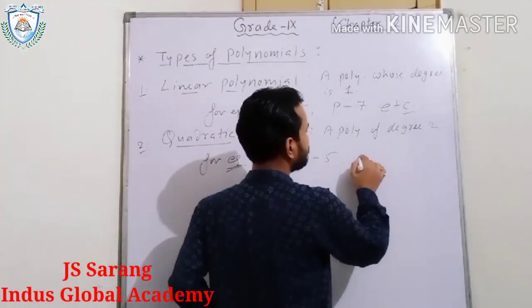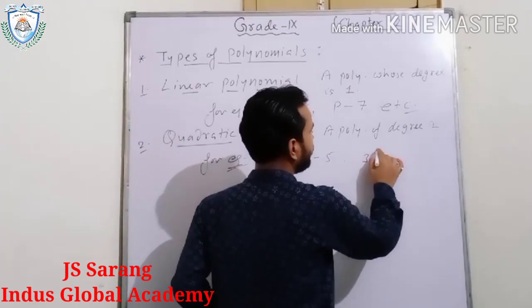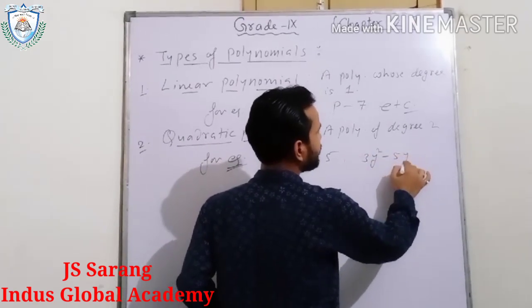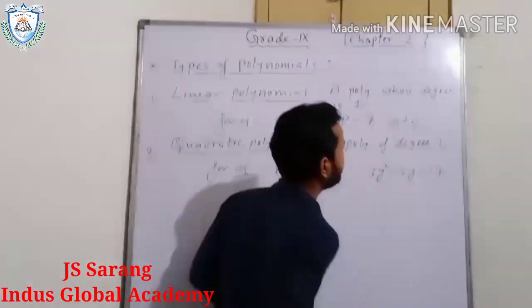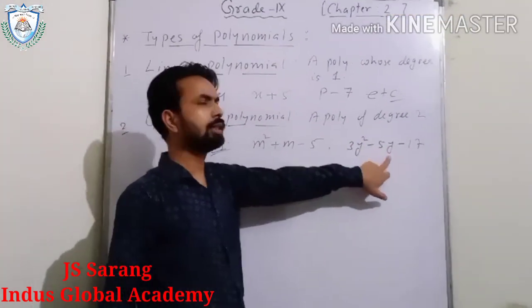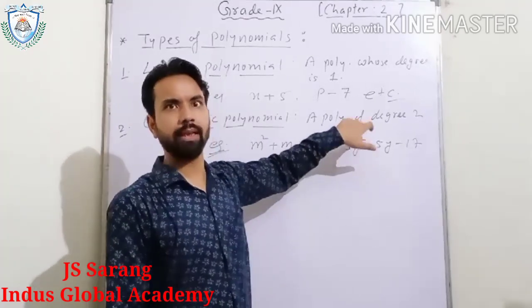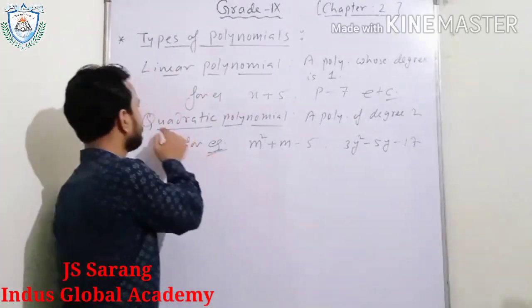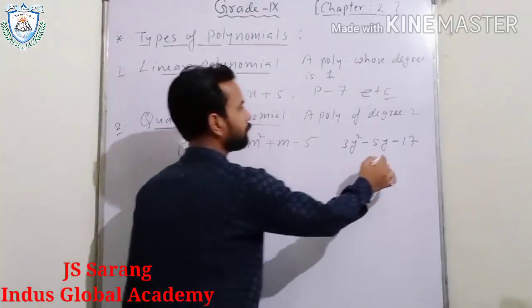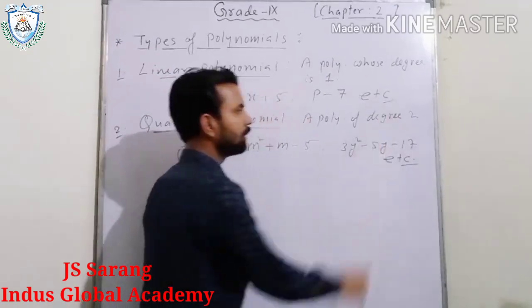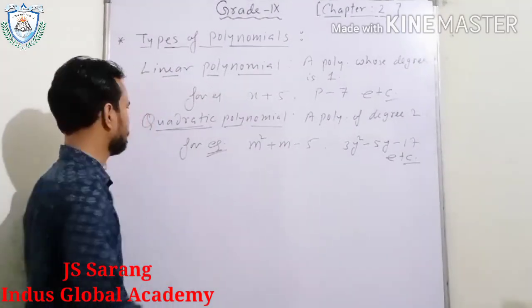Next, 3y square minus 5y minus 17. Again, here the variable is y and its highest power is 2. So its degree is 2, and if degree is 2, that means it is a quadratic polynomial. So these are the examples of quadratic polynomial.